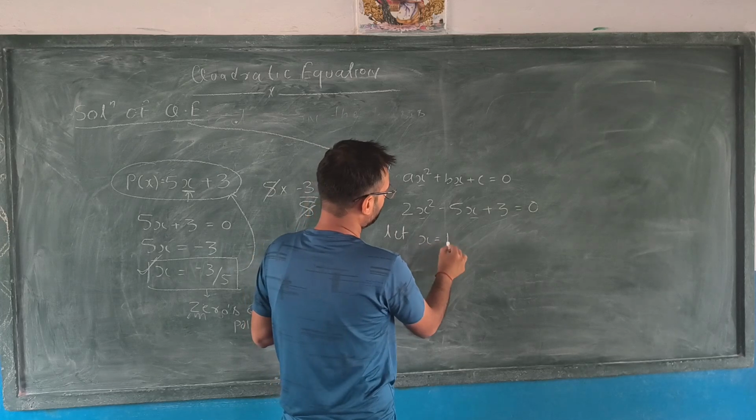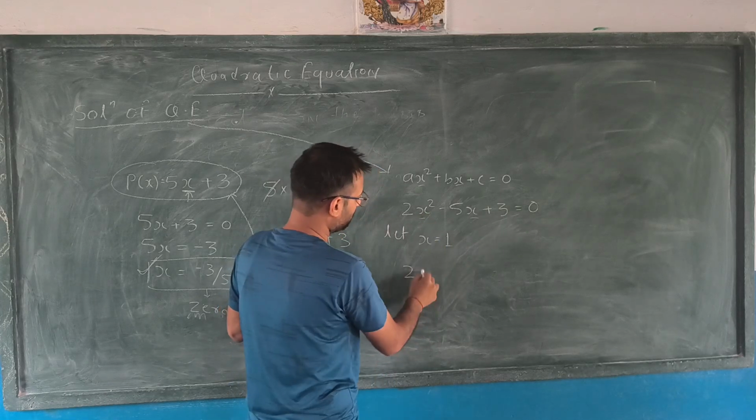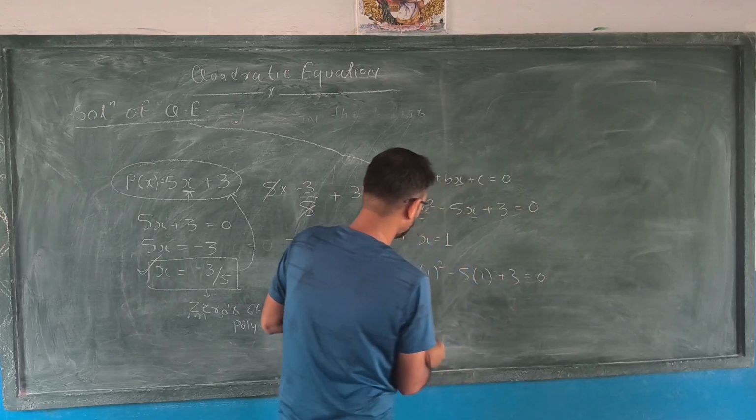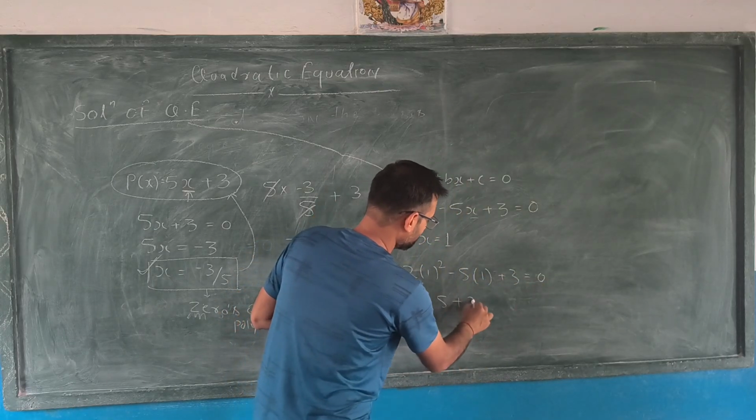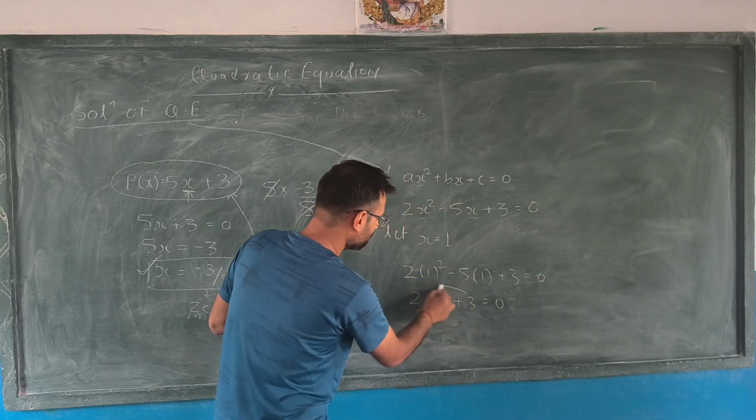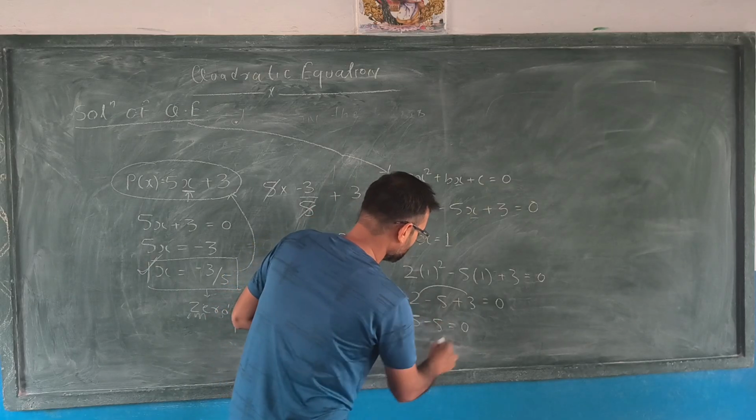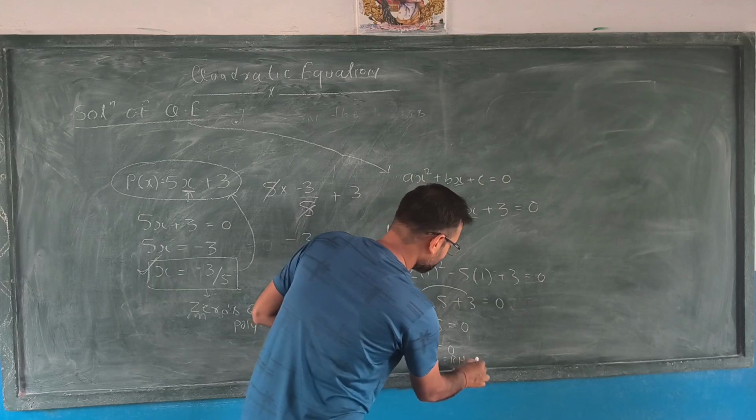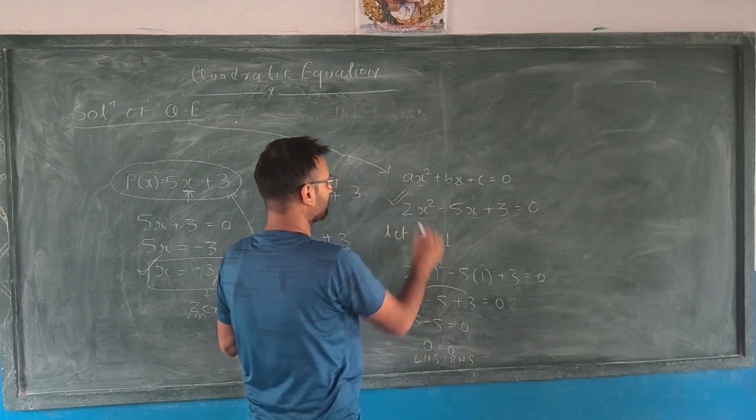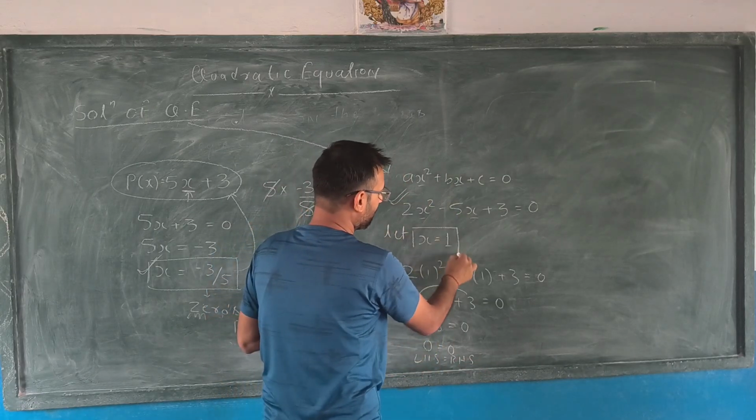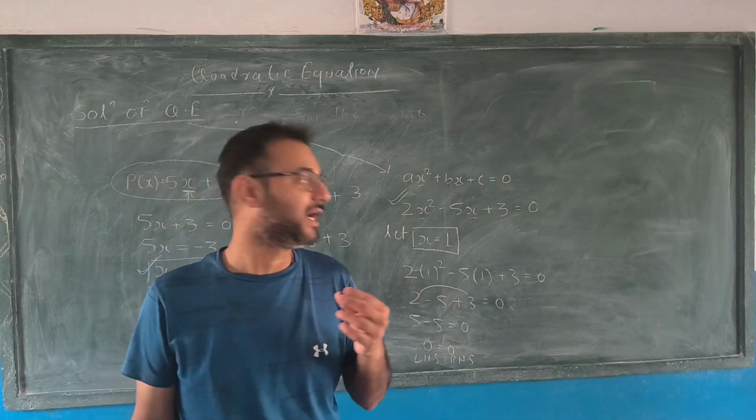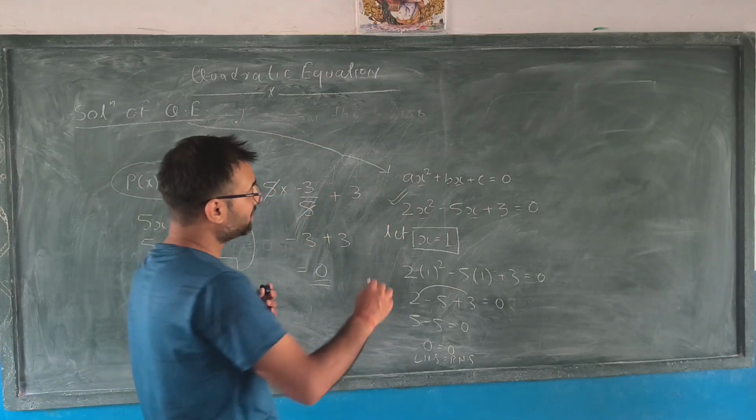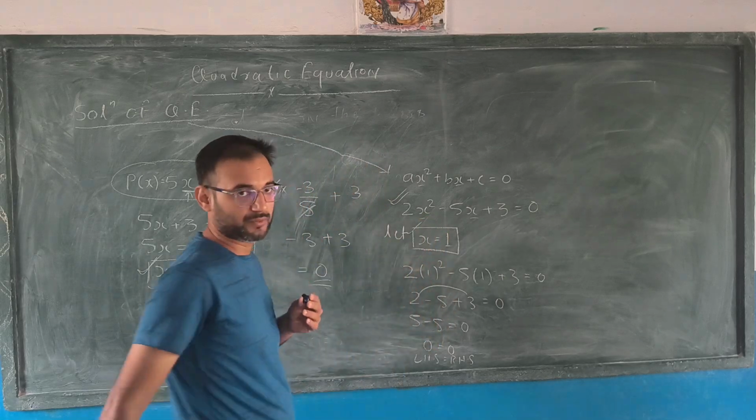Now let us put the value x equal to 1. So 2 times 1 square minus 5 times 1 plus 3 equals 2 minus 5 plus 3, which is 5 minus 5, that is 0. So 0 equals 0, LHS equals RHS. That satisfies the quadratic equation. So x equal to 1 is a solution of that quadratic equation. Here we just assumed the value x equal to 1.